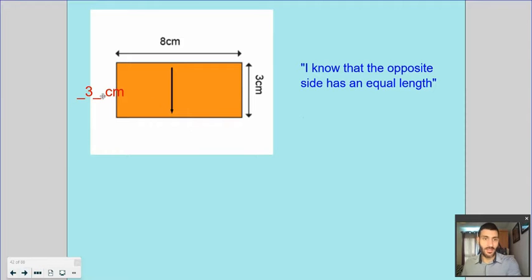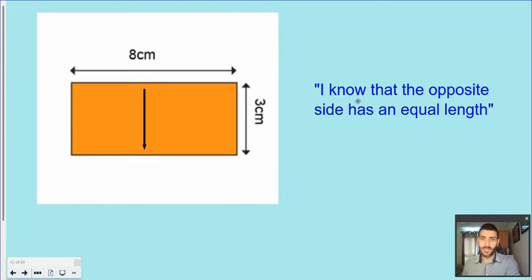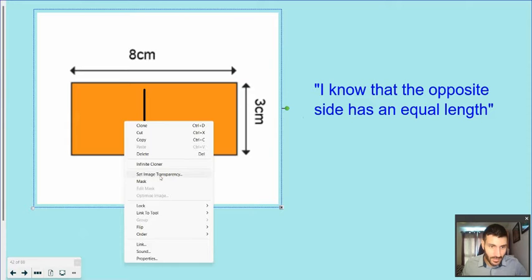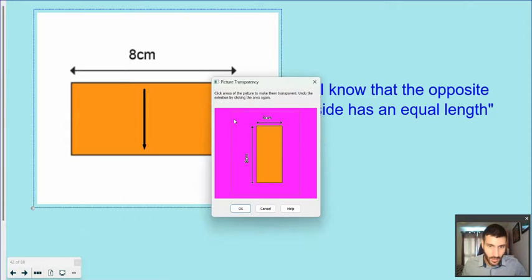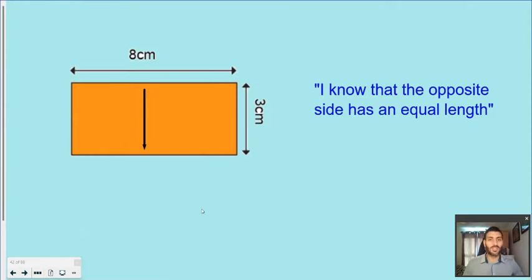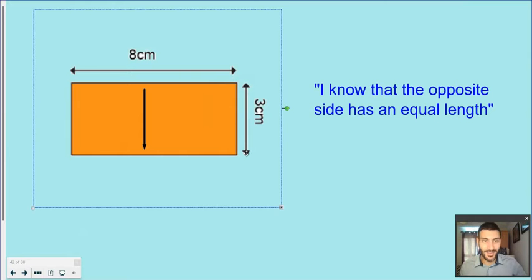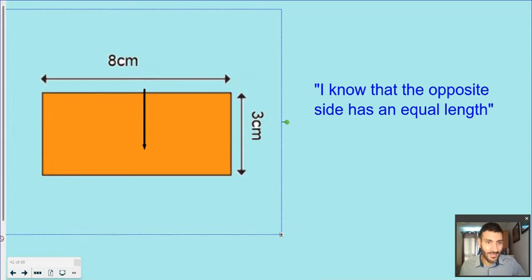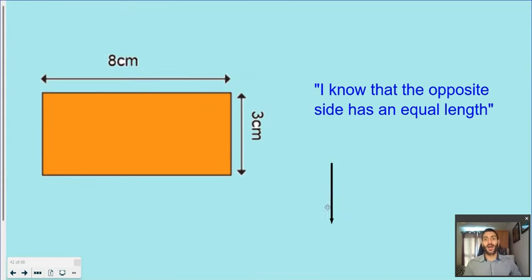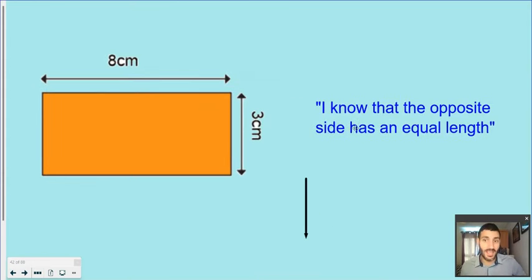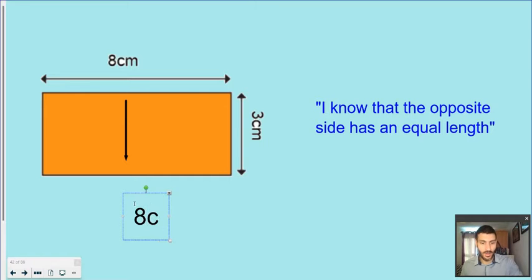I'm going to go back to that, and I'm going to have a nice clean, there we go, absolutely clean. I think I can do this as well. If I did set image transparency and get rid of that, I could even make that just, oh, beautiful. That's what children deserve here, because you don't want to have clutter. So this is the actual sentence I'm going to be saying. I know that the opposite side has an equal length, or is the equal length. So that's just very explicit, and I'm going to write that.